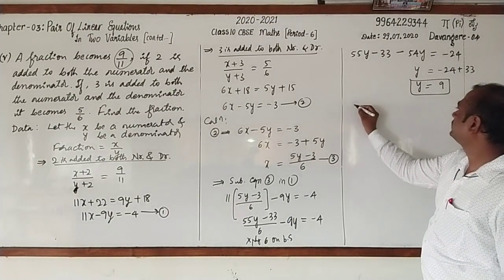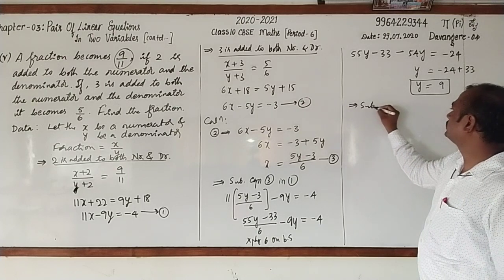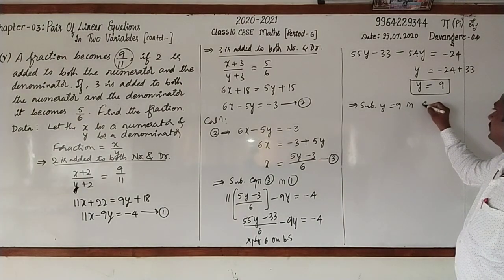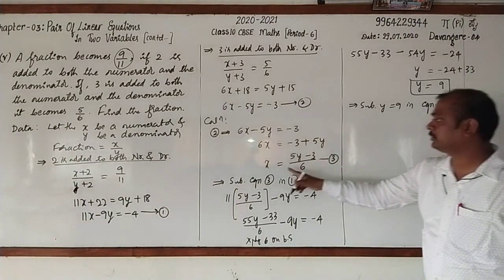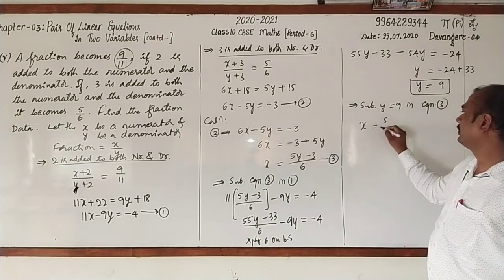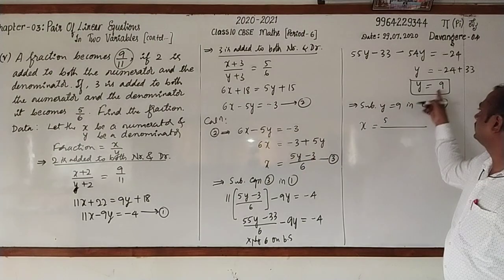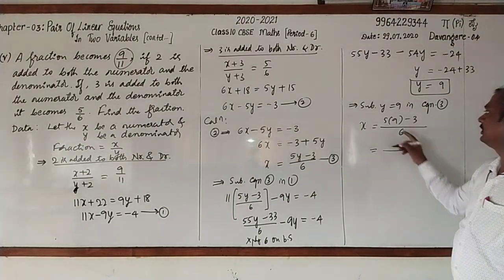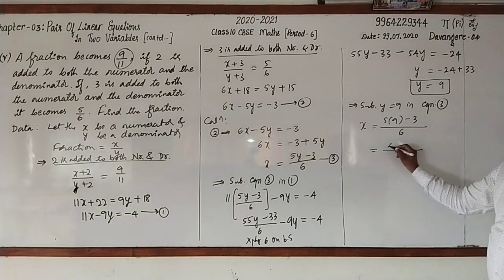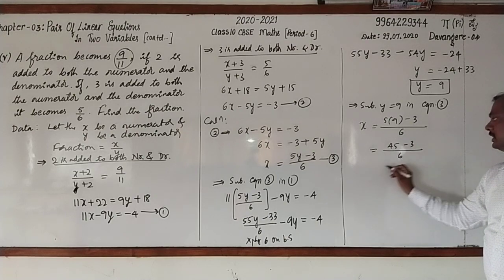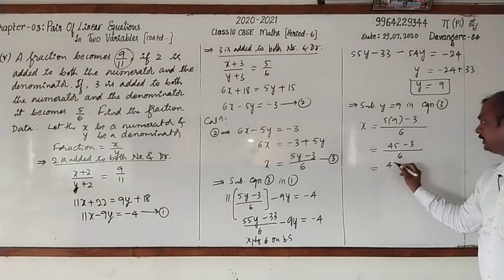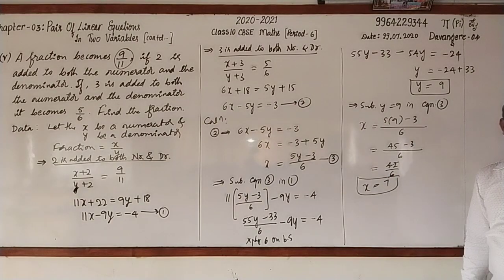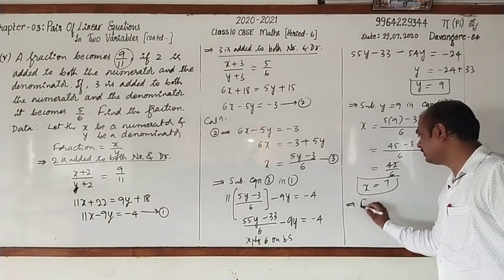Now substitute y equal to 9 in equation 3. Equation 3 is x is equal to 5y minus 3 whole divided by 6. What is y? It is 9. What is 5 9s? It is 45 minus 3 by 6. 45 minus 3 is 42 by 6. 6 7s are 42. x equal to 7.